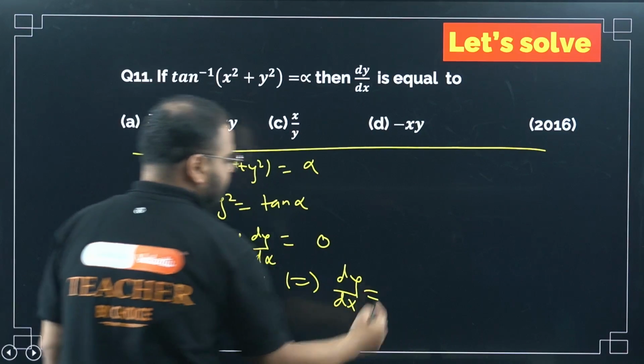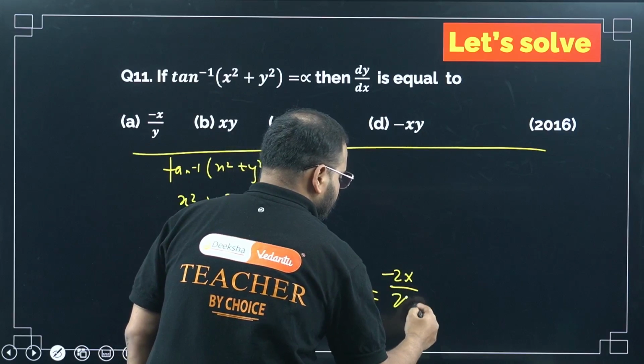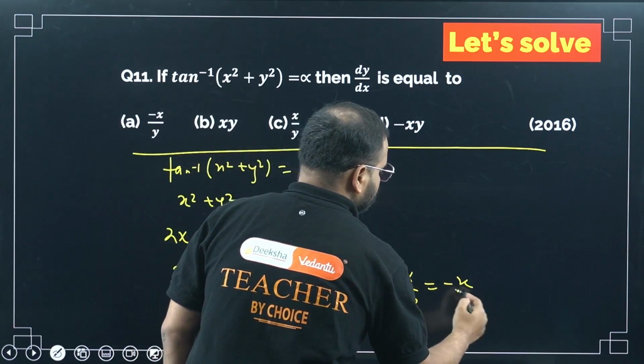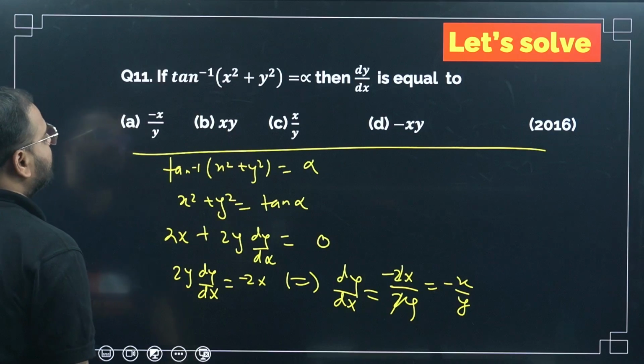Minus 2x upon 2y. 2 and 2 go out. How much is that? Minus x upon y. Option A.